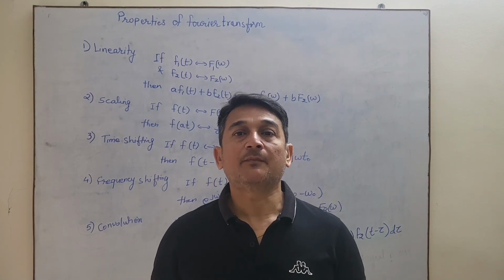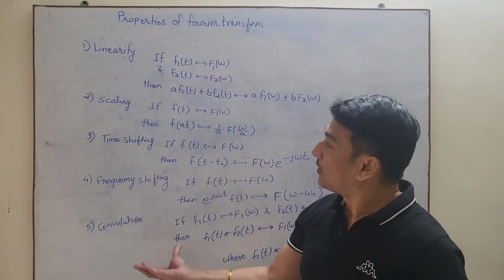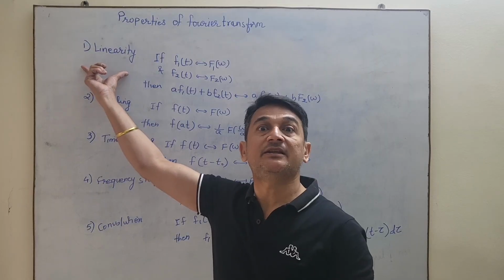Now we will see various properties of Fourier transform. There are a few properties of Fourier transform. First property is the linearity property.